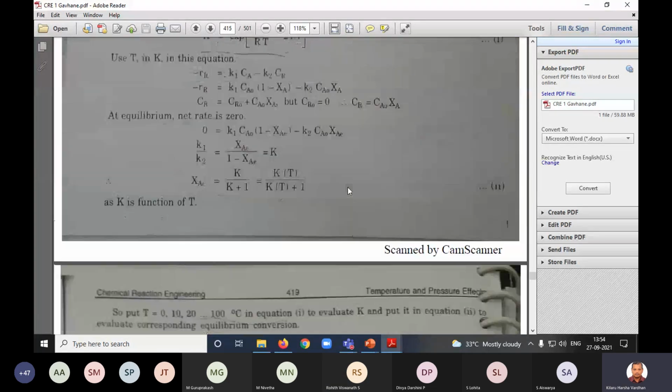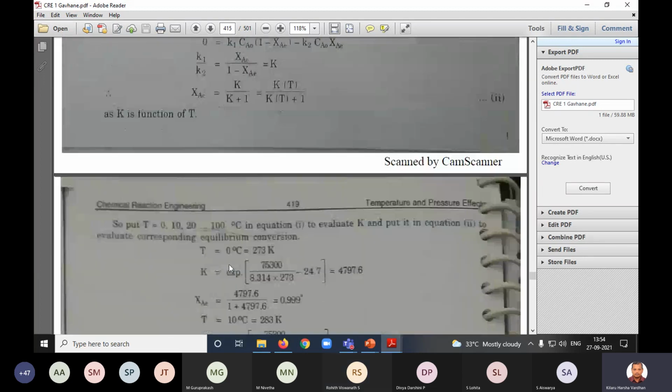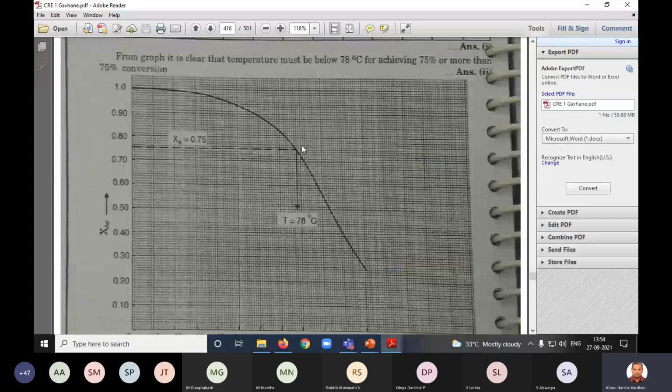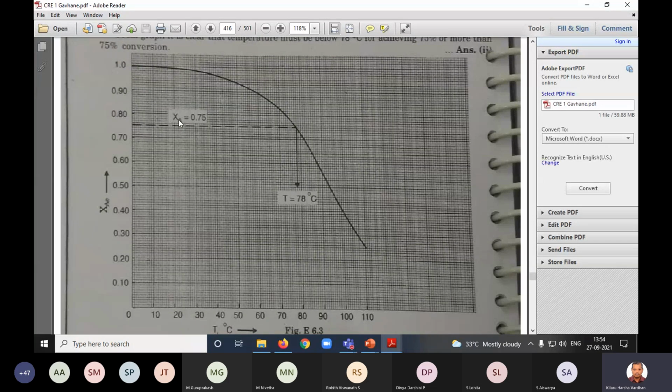That is because that second question I asked, right? What restriction should be placed on the reactor operating isothermally if the conversion is 75%? 75% conversion, that is why he's putting a conversion, that if you are having a 75% conversion, your reaction should not go more than 78. If you are having more than 78, definitely your conversion will be less. If you are having your reactor less than 78, your conversion will always be more than 75. Right? So you try to operate your reactor less. At this particular point, you get XAE as 75. That's the question he asked.